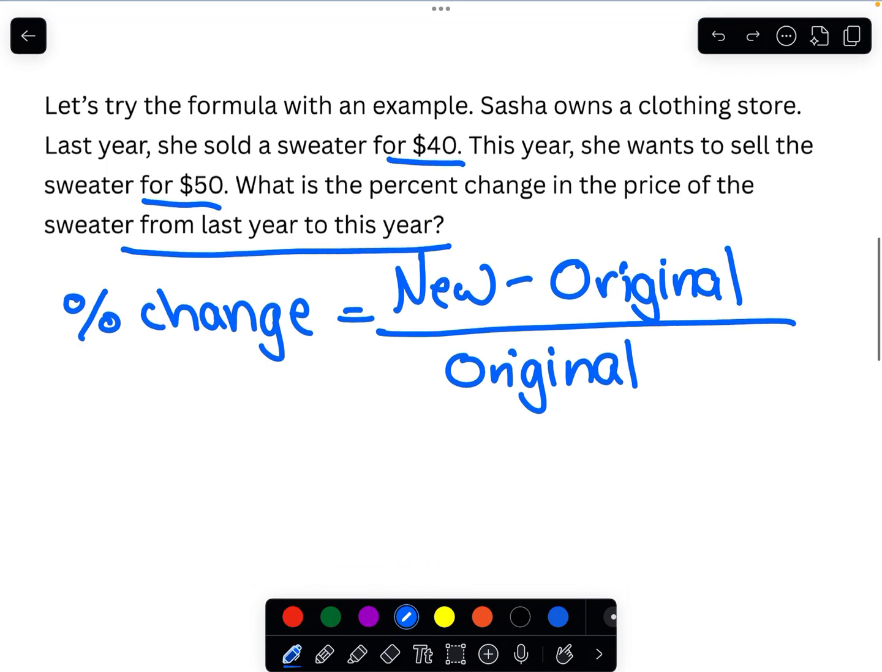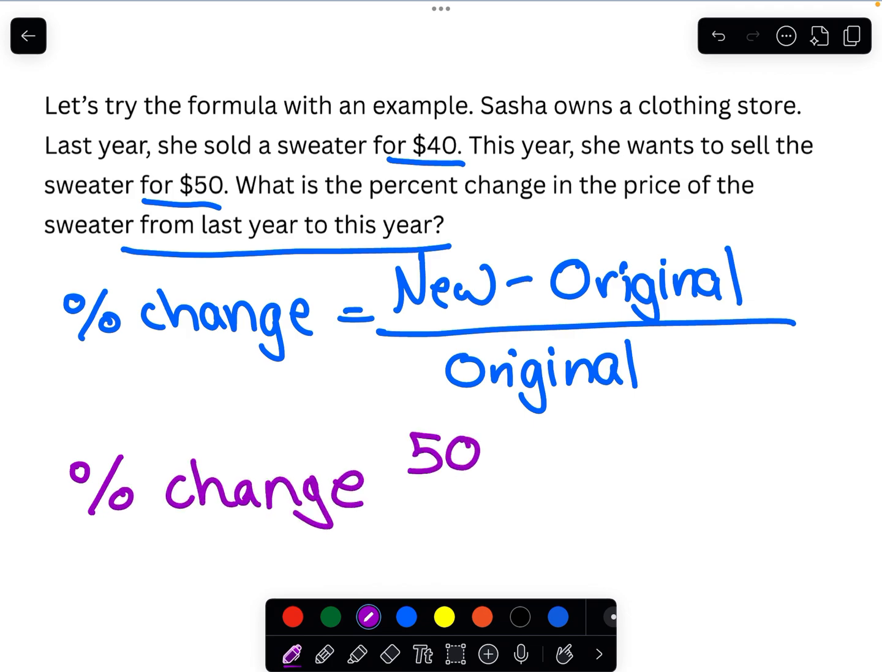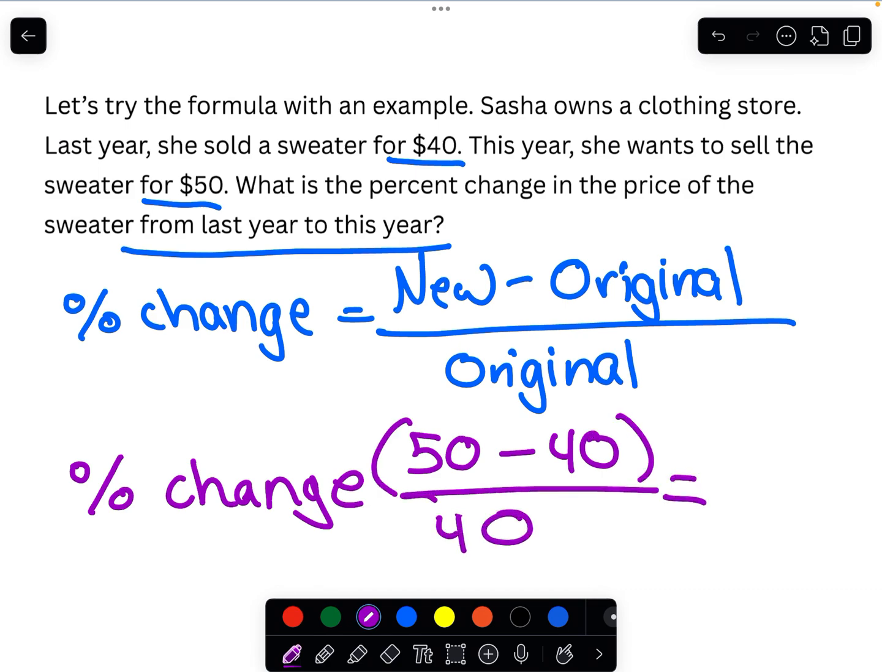The new value, let me make that a different color, purple, percent change. The new value that she wants to make it this year is $50. The old value is $40, and then we're going to divide that over 40. And then remember, we want to do everything on the top first. There should probably be parentheses there. So 50 minus 40 is 10. Then we've got 10 40ths. Now, what does 10 40ths equal? Well, it equals 1/4. Remember, we can cross out those zeros.